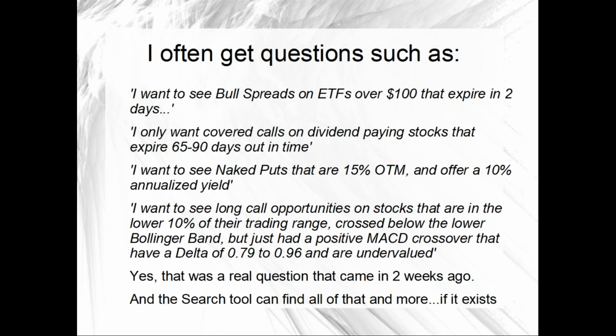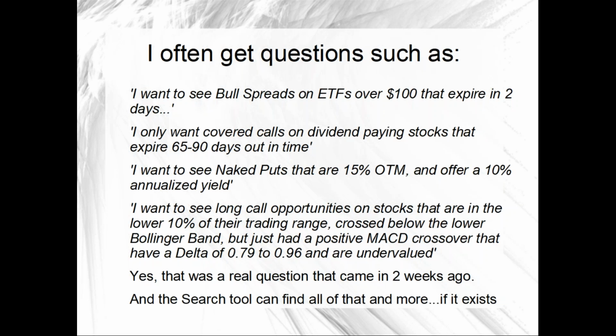Now, I often get a lot of questions from new trial members, even subscribers from time to time, whose trading plan is adjusted with the market conditions. But often we get these questions where I want to see bull put spreads on broad-based market ETFs over $100 that expire in 2 days. No problem. If they're available and they match your return requirements and goals, the search tool will find it. Sometimes I get that question, I only want covered calls on dividend-paying stocks, maybe blue chip stocks that expire 65 to 90 days out in time and cross the ex-dividend date. It's not a problem. That's only about 4 or 5 clicks to set that search up, and you might only have 30 or 40 results that match your criteria for return requirement and dividend needs.